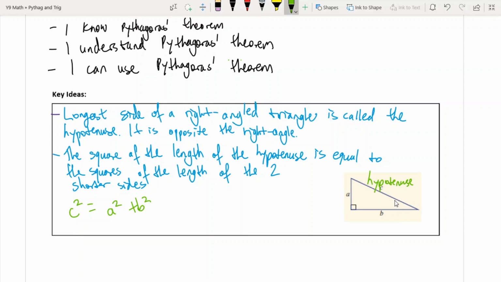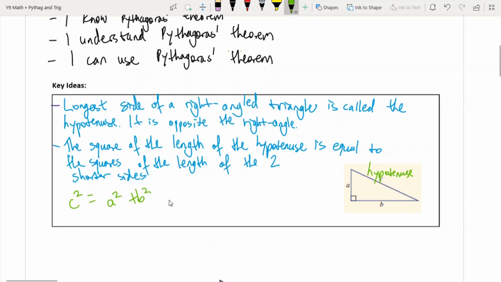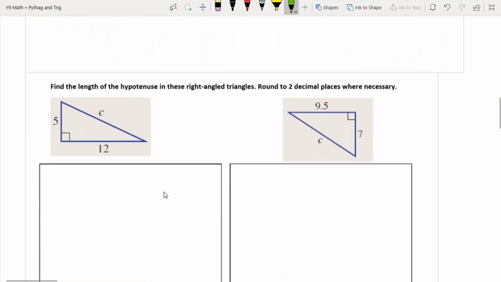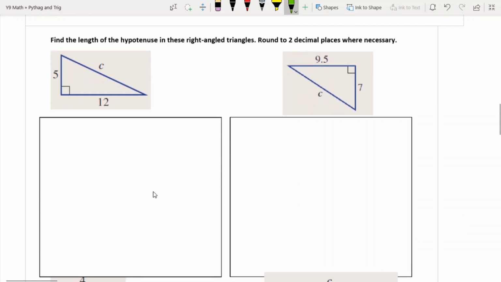So the next point: the square of the length of the hypotenuse is equal to the sum of the squares of the lengths of the two shorter sides. The two shorter sides are A and B, and A squared plus B squared will give you C squared. So that is the formula over here. Let's take a minute to write those down as well and process it if you need. Now moving on to the first question.